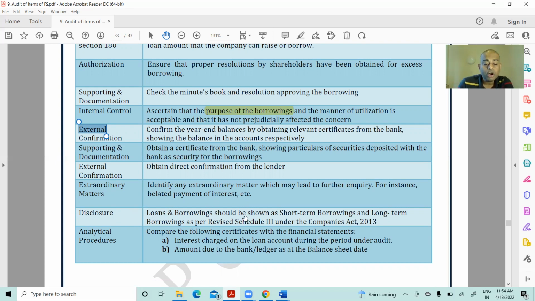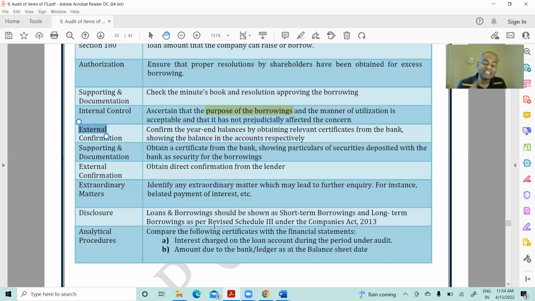Disclosure. Loans and borrowings should be shown as short-term borrowings and long-term borrowings. How will you segregate short-term borrowings and long-term borrowings? Total, say for example, 20 crores is taken from State Bank of India. In that 20 crores, whatever is the amount that should be paid within 12 months from the date of balance sheet, you'll put in short term. Beyond that, whatever you have to pay, you'll put it in long term.